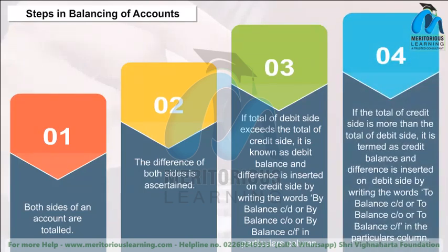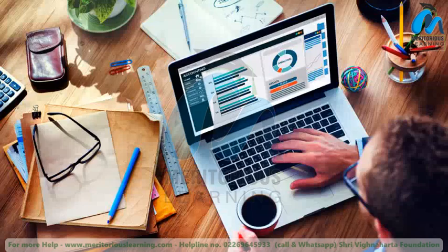If the total of the credit side exceeds the total of the debit side, it is known as credit balance, and the difference is inserted on the debit side by writing the words to balance CD or to balance CO or to balance CF in the particulars column.